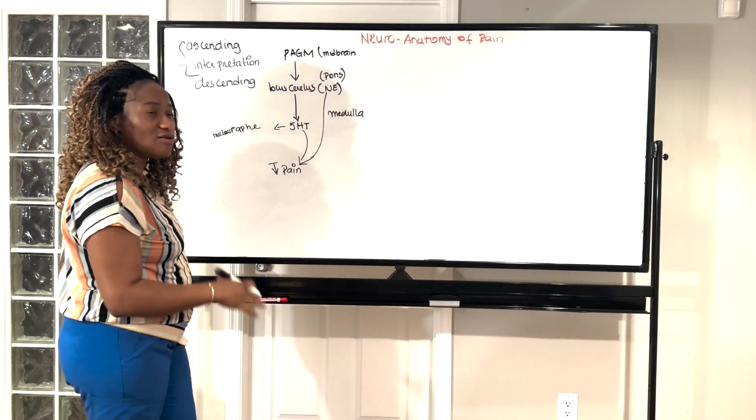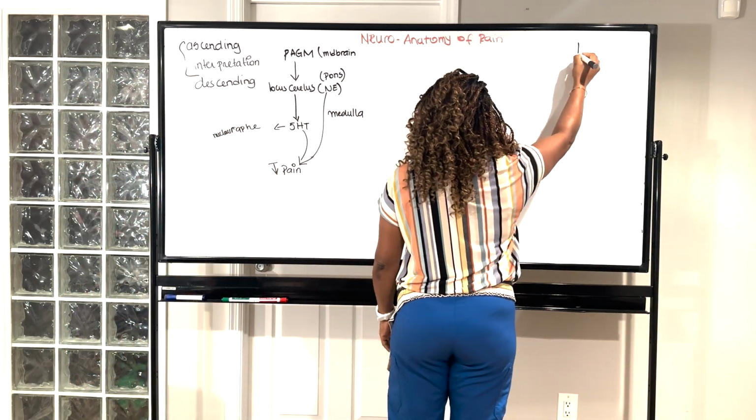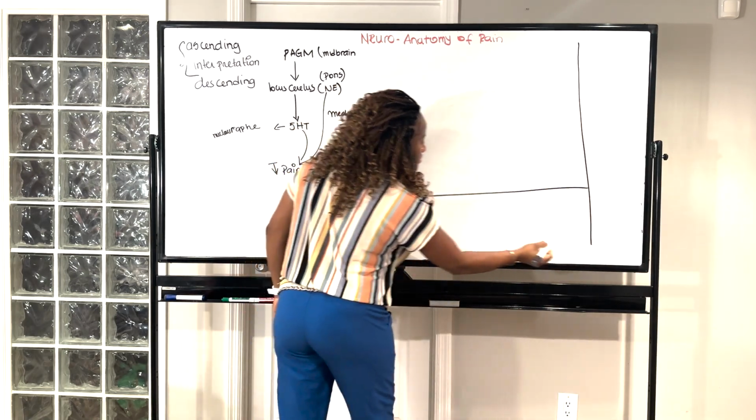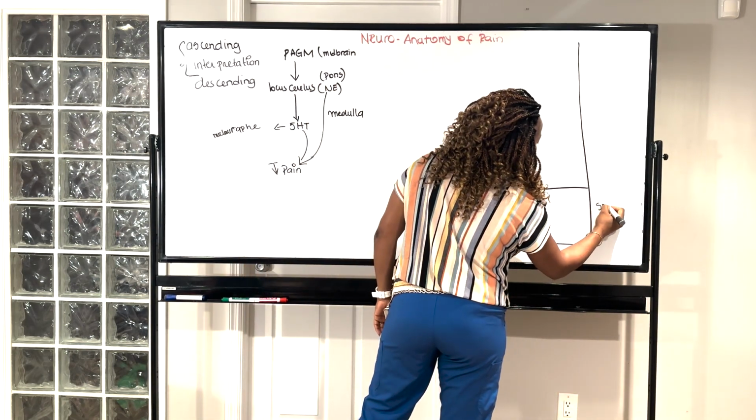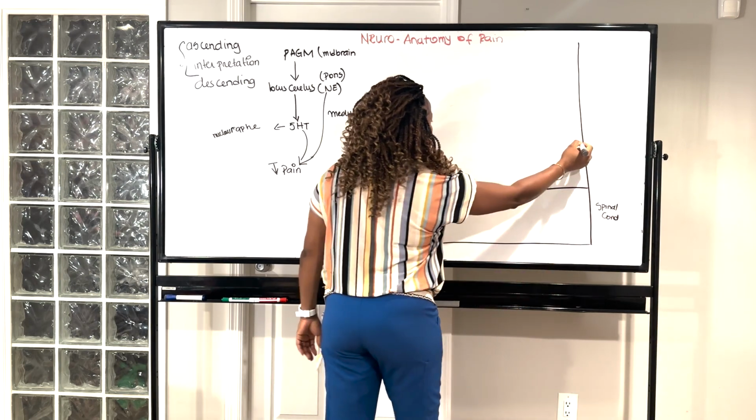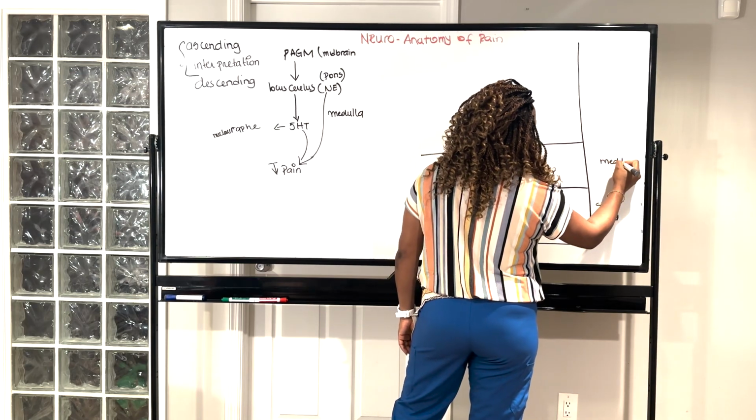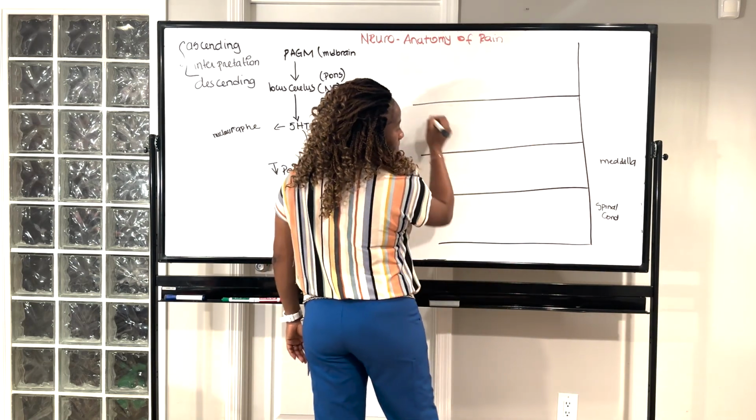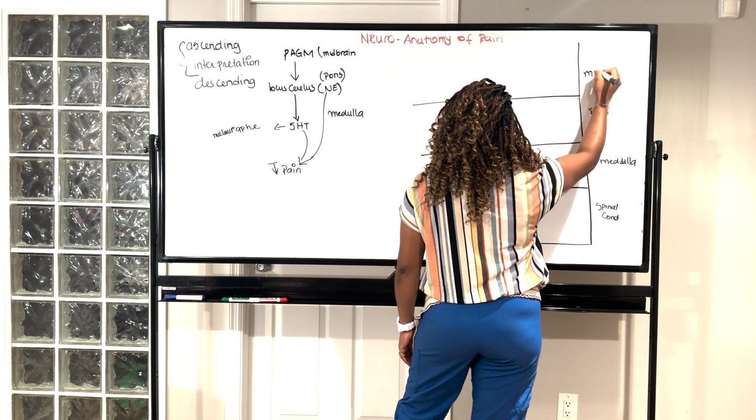Now let's see how all is going to work out all together. So here I'm going to draw a diagram. This part is going to be our spinal cord. This part is going to be our medulla. This part is going to be the pons. This part, midbrain.